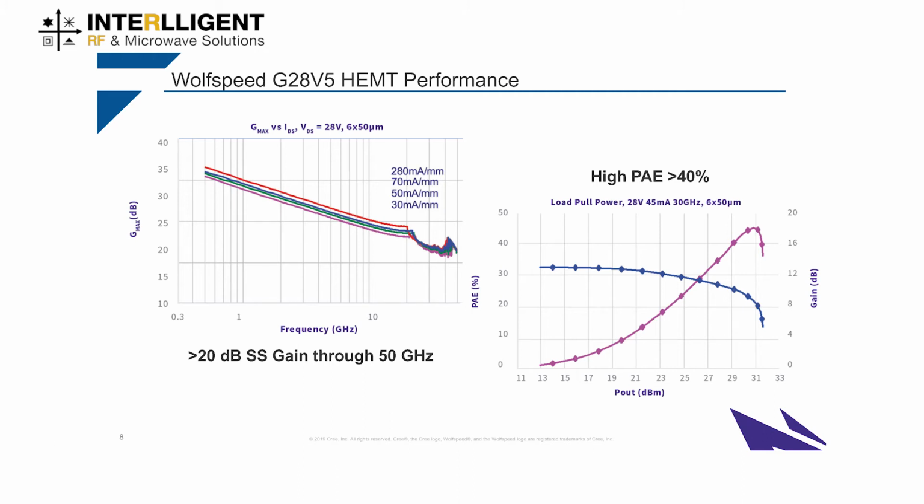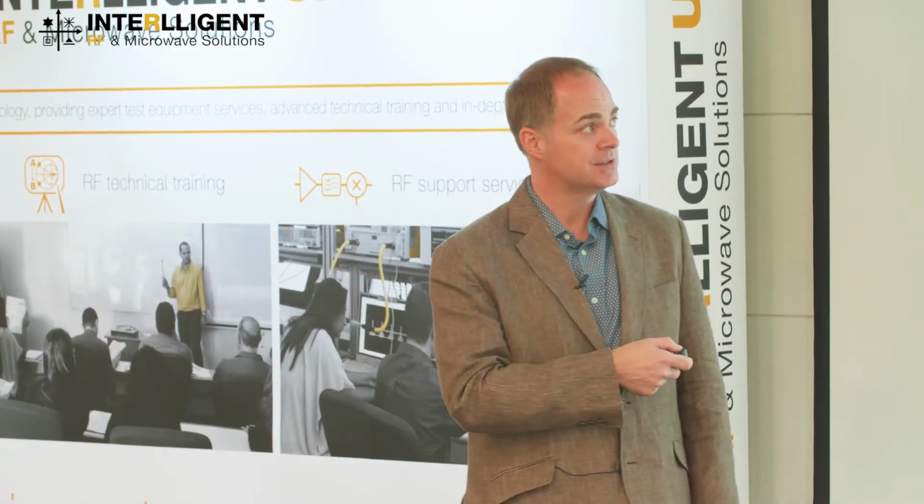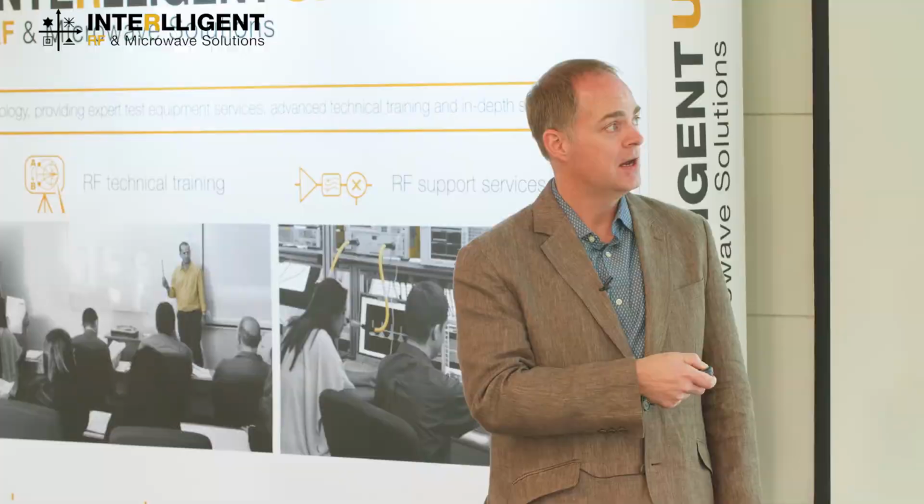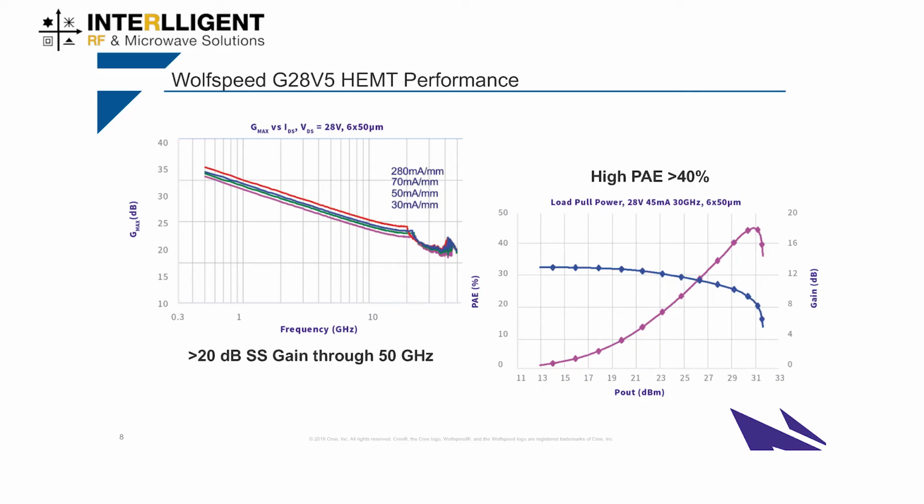So there's a little bit of performance for our new G28 V5 HEMT process. This is the 0.15 micron process. And you can see that, depending on bias, you can easily get 20 dB of small signal gain through 50 gigahertz, and then down at lower frequency, upwards of 25 dB, say at X band, 10 gigahertz. This is significantly better than what we were able to achieve on our quarter micron process, and is what really drives the ability to use this at millimeter wave. You can also see that at 30 gigahertz on a 28 volt device, we're able to achieve 45% PAE and still have almost 8 to 9 dB of associated power gain.